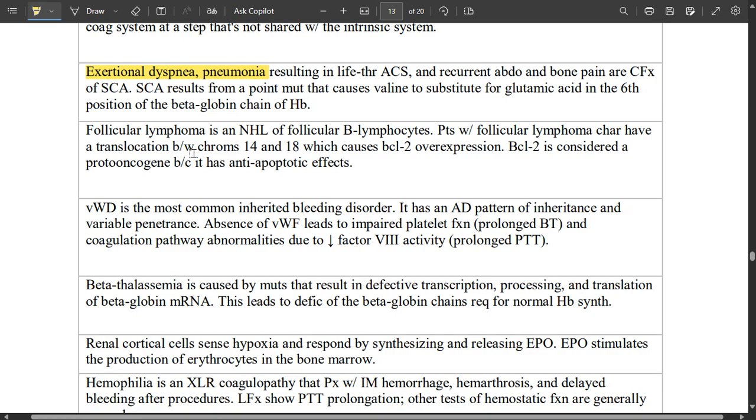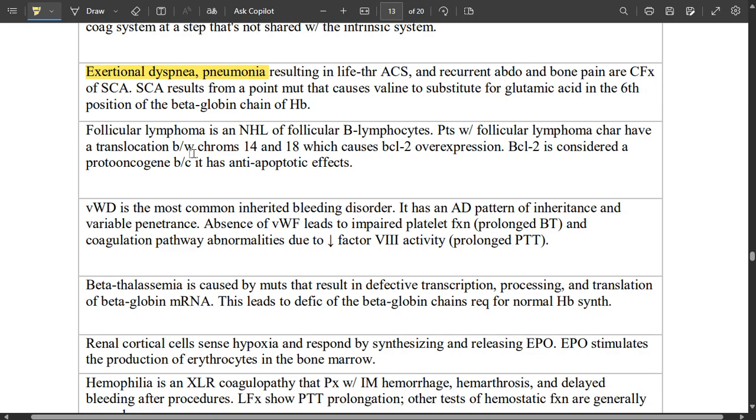BCL2 is considered a proto-oncogene with anti-apoptotic effects. BCL2 is an anti-apoptotic protein, which when released in the cytoplasm because of any damage leads to caspase activation and resulting apoptosis.